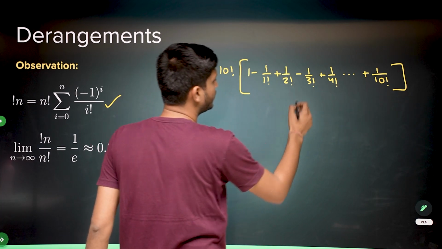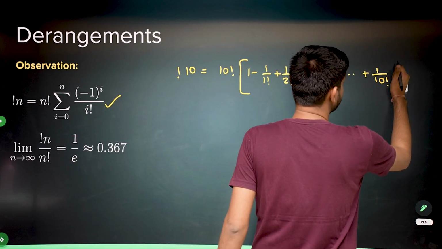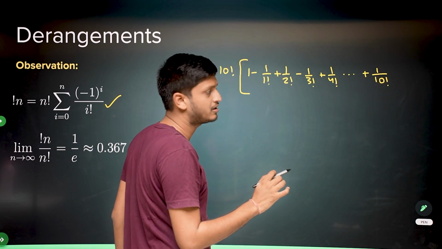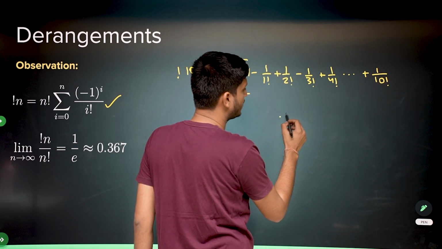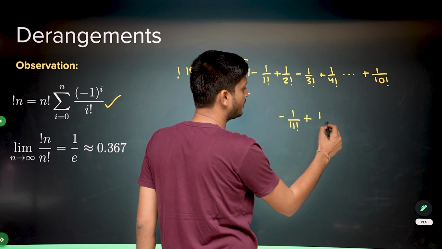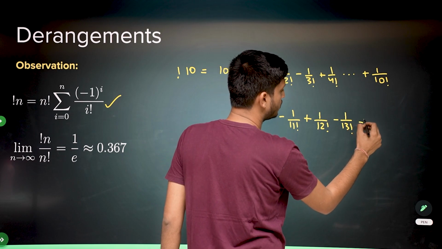But there is an easy way to do this. How? We can make it an infinite series. See, we have plus 1 by 10 factorial here, but it doesn't matter. We can actually have minus 1 by 11 factorial, plus 1 by 12 factorial, minus 1 by 13 factorial, and so on up to infinity.